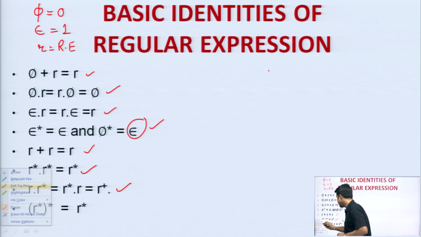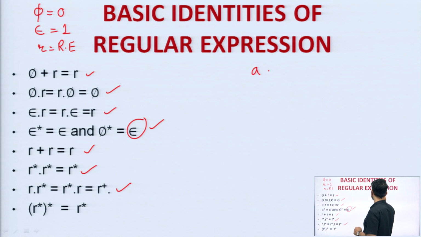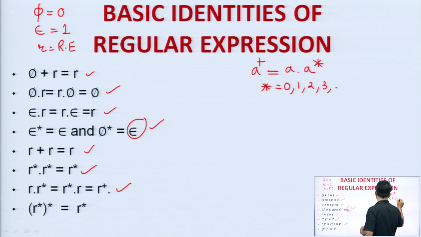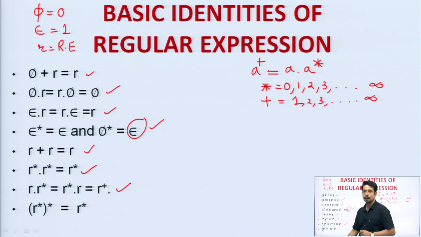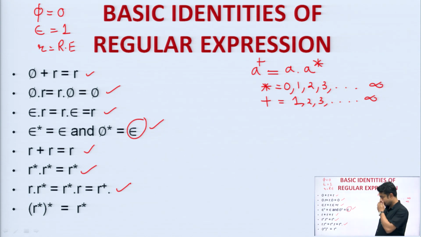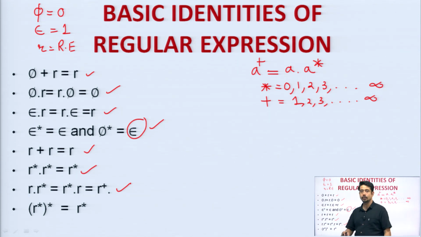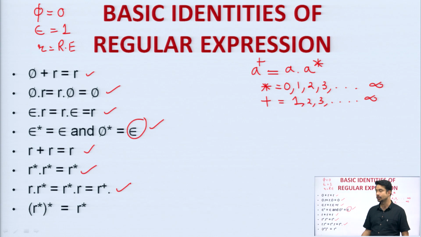We have seen in the general expressions, in the primitive operators, special operators, a to the power plus means what? A dot a to the power clean closure. Why? Because a clean closure starts from 0, 1, 2, 3 up till infinity, and plus starts from 1, 2, 3 and it will go to infinity. Got it? So, this is all about your basic expressions, and one more expression is there, r to the power clean closure whole to the power clean closure will always give you r to the power clean closure.